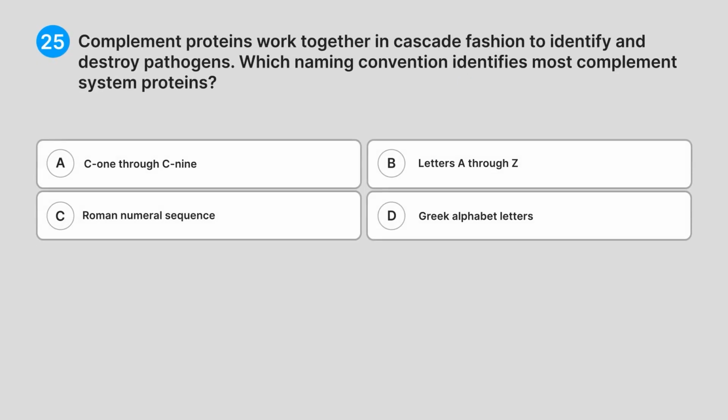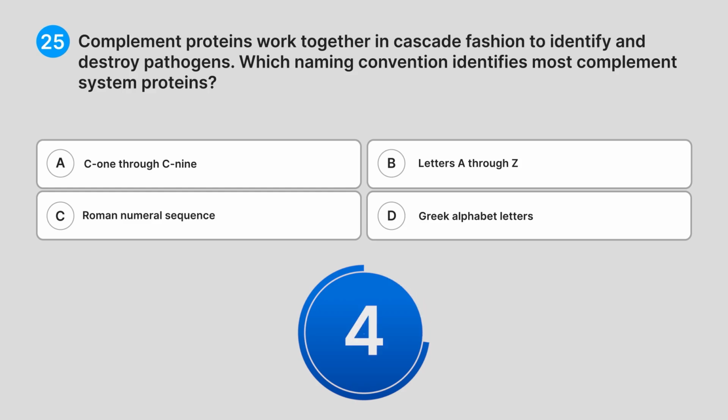25. Complement proteins work together in cascade fashion to identify and destroy pathogens. Which naming convention identifies most complement system proteins? A. C1 through C9, B. Letters A through Z, C. Roman numeral sequence, D. Greek alphabet letters. Can you guess the answer?